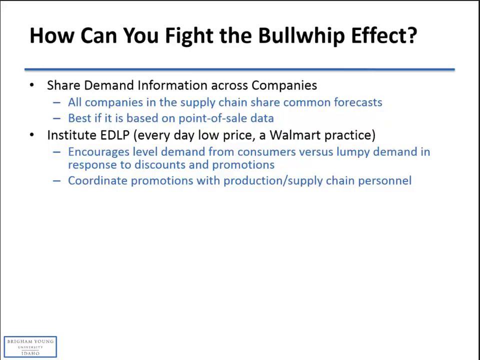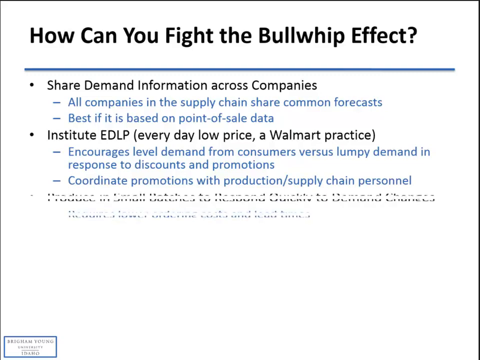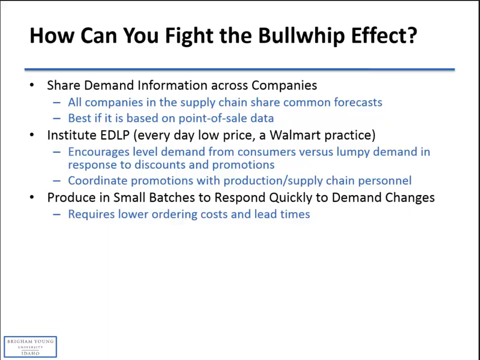And if a company is going to engage in promotions and sales and so forth, then it's critical that they partner with their production and supply chain personnel and even their upstream suppliers to make sure that there's coordination to anticipate those increases in demand that come in response to those promotions. Another practice that helps mitigate or prevent the bullwhip effect is to produce in small batches. This way, a producer can change from one product to another quickly and thereby better respond to changes in demand.